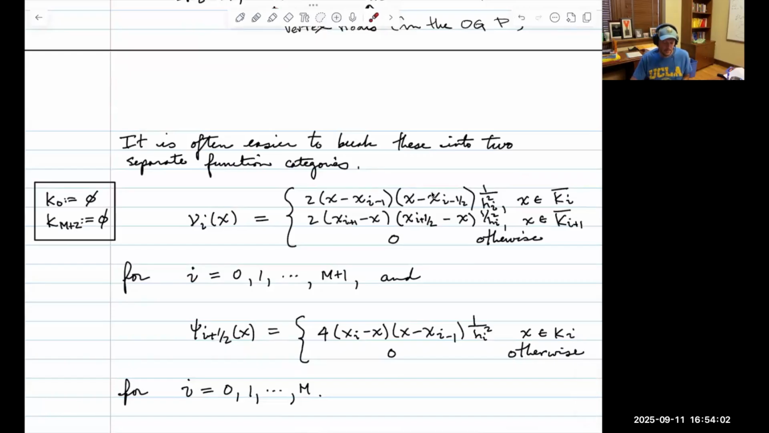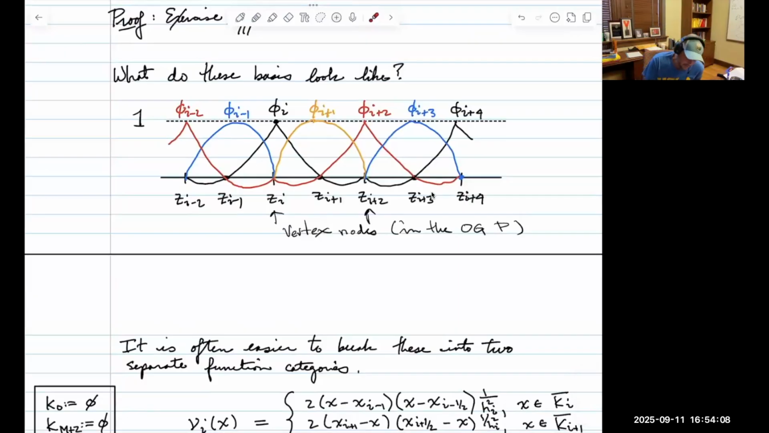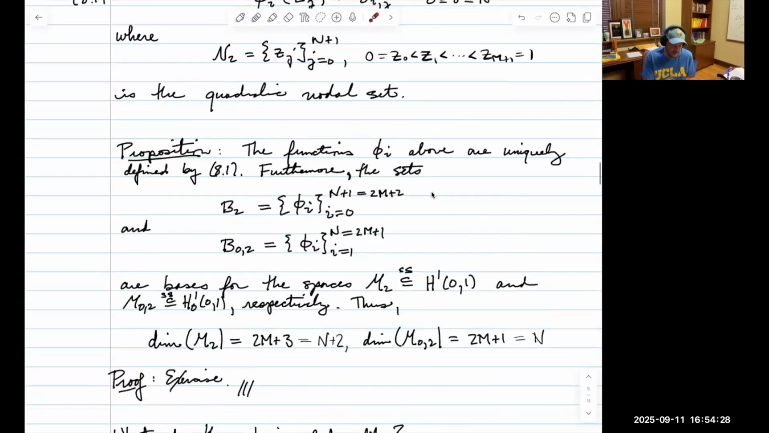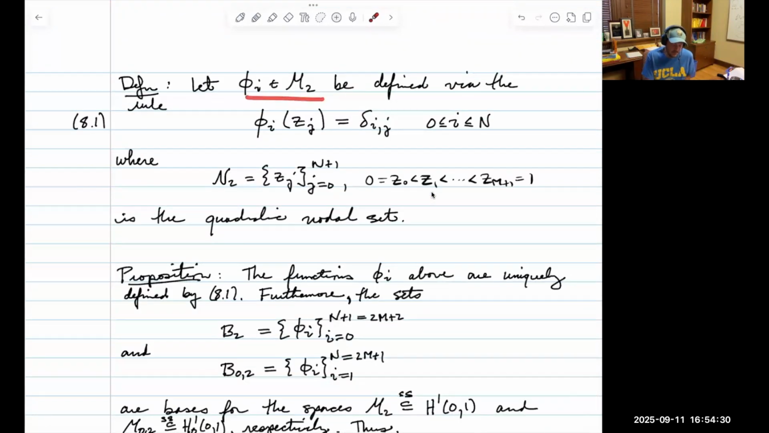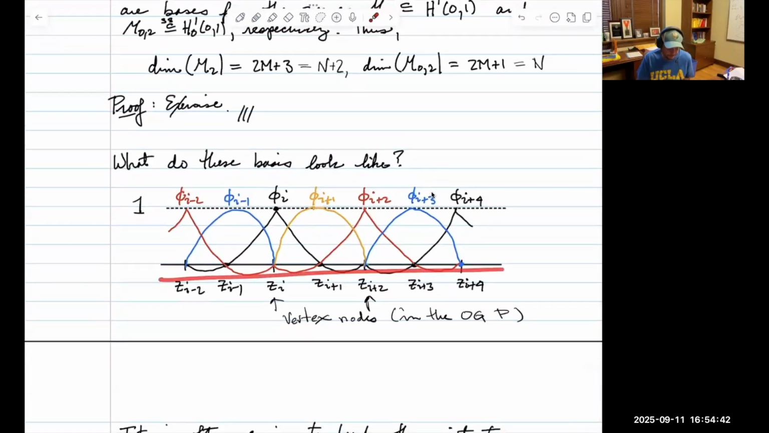So now it's sometimes a good idea, at least in 1D, to think about these functions and construct them separately. I've already given the construction in a kind of separated way, because my construction for the vertex nodes is different from the midpoint nodes. But each one of these functions still satisfies my very simple criterion: they're functions in M2 and satisfy phi_i evaluated at z_j is equal to delta_ij. So all of these functions satisfy that.